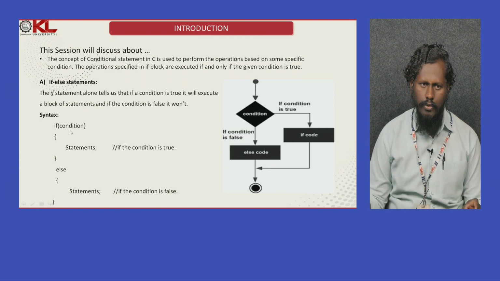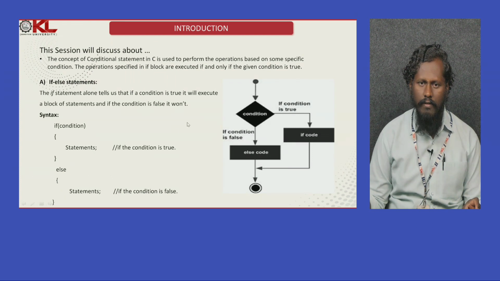When the condition is true, the control enters the statements and executes this block of statements. So this block will be executed only when the condition is true. Suppose the condition is false, the control is transferred to the else part and it is going to execute the block of statements within the else part. So the else part works when the if condition is false.